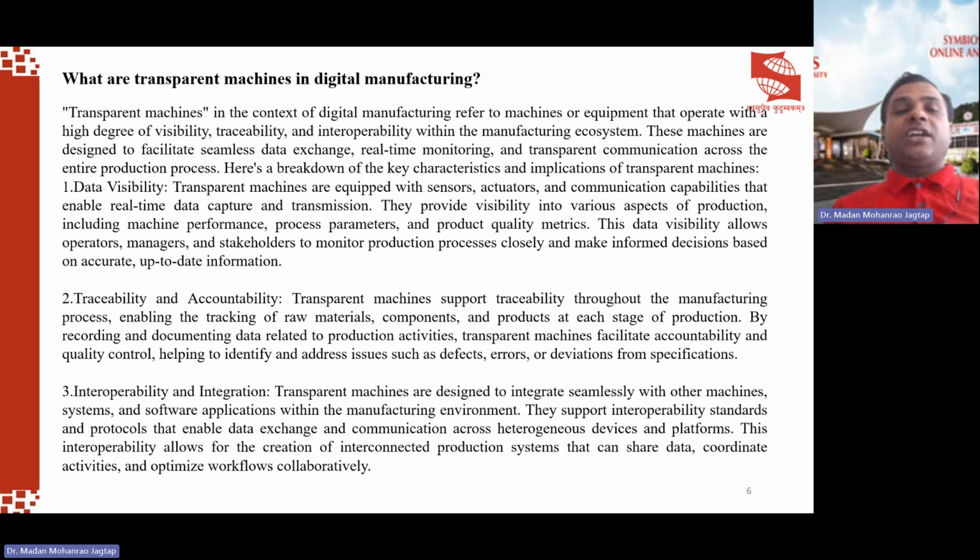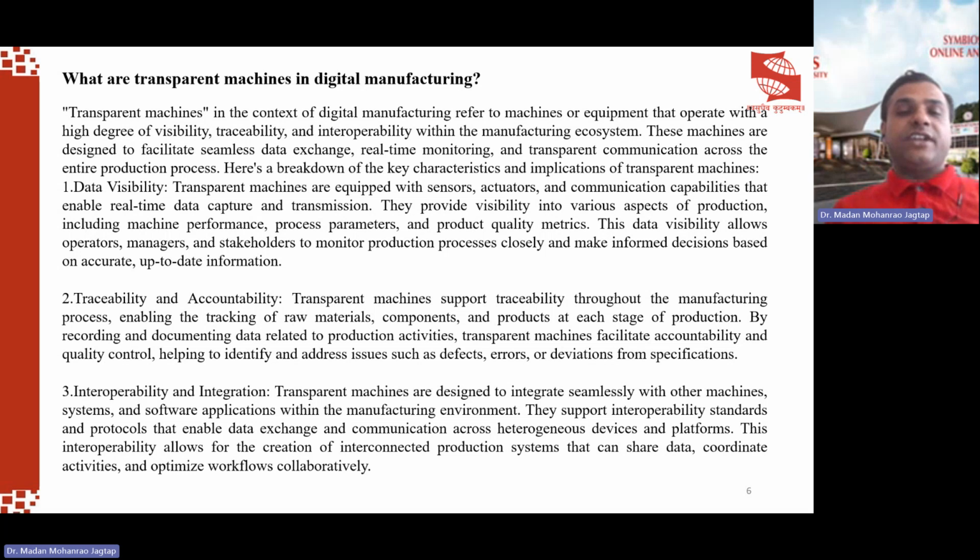This data visibility allows operators, managers, and stakeholders to monitor production processes closely and make informed decisions based on accurate, up-to-date information.